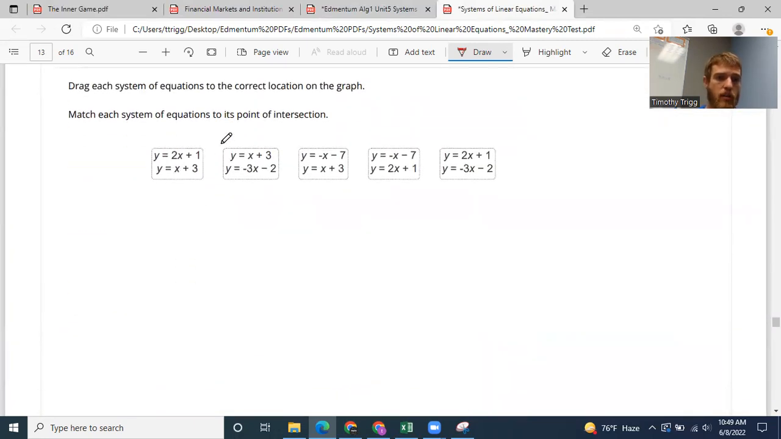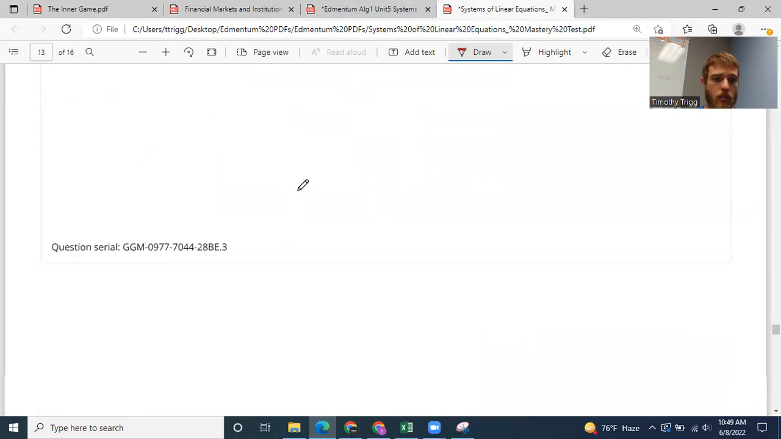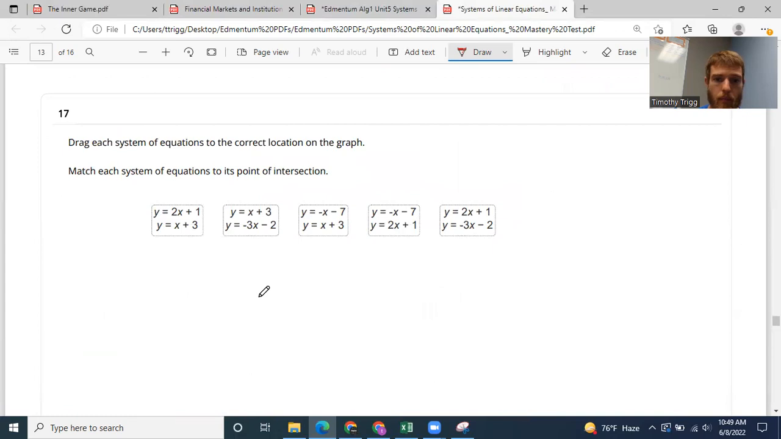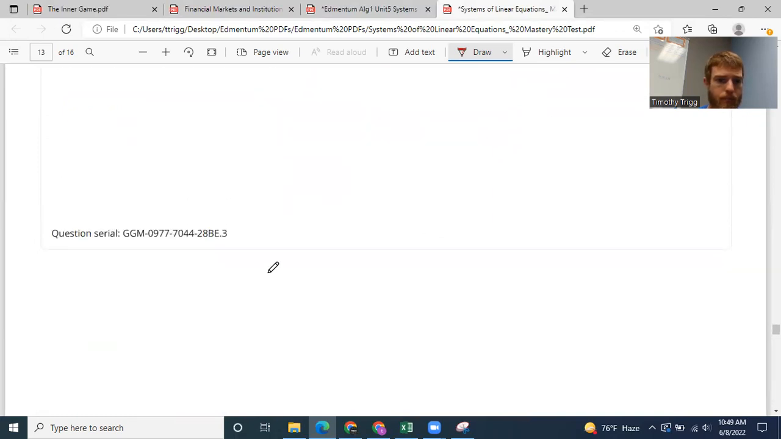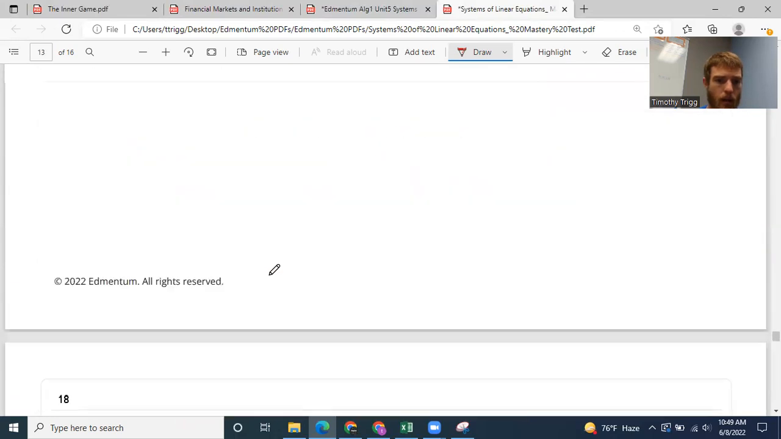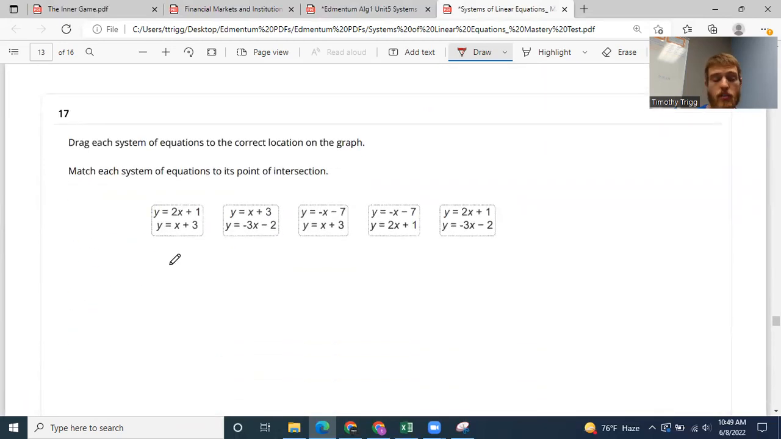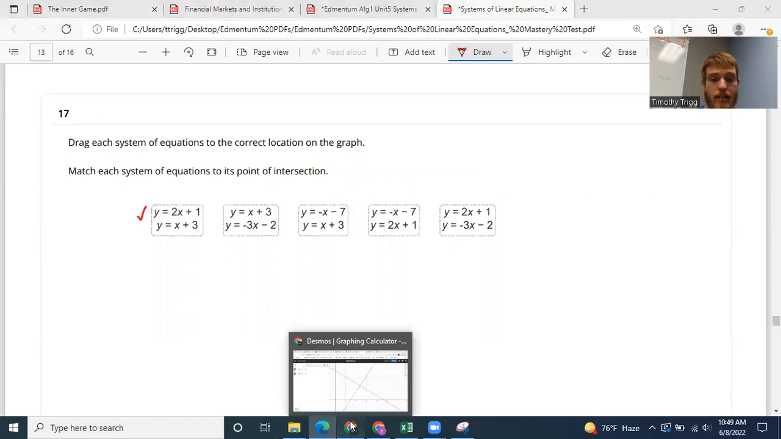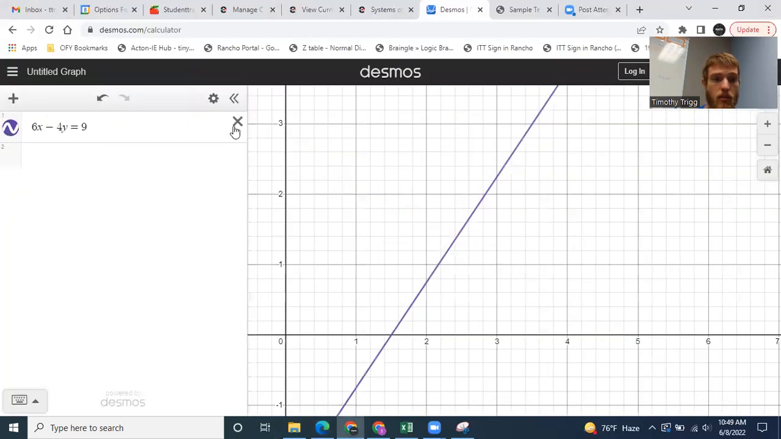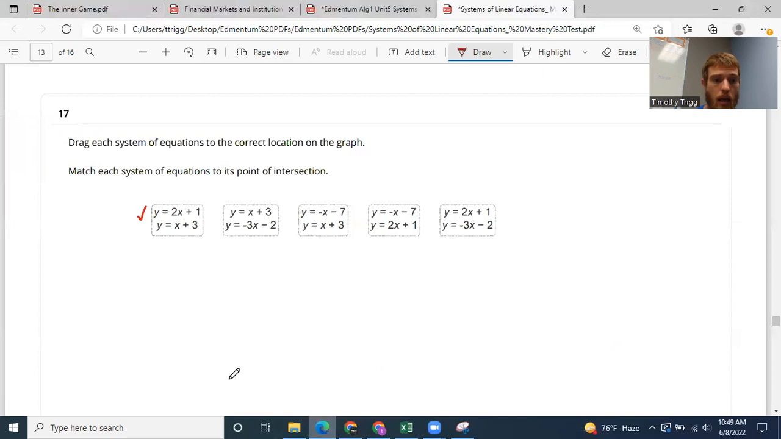Match each system of equations to its point of intersection. Okay. Well, I think I'm missing half my question here. But that's okay. One thing you could do is I could just go ahead and graph these two equations on Desmos. So I can go back to desmos.com. It's a great graphing calculator. And I can just graph these two equations and see where their intersection would be.